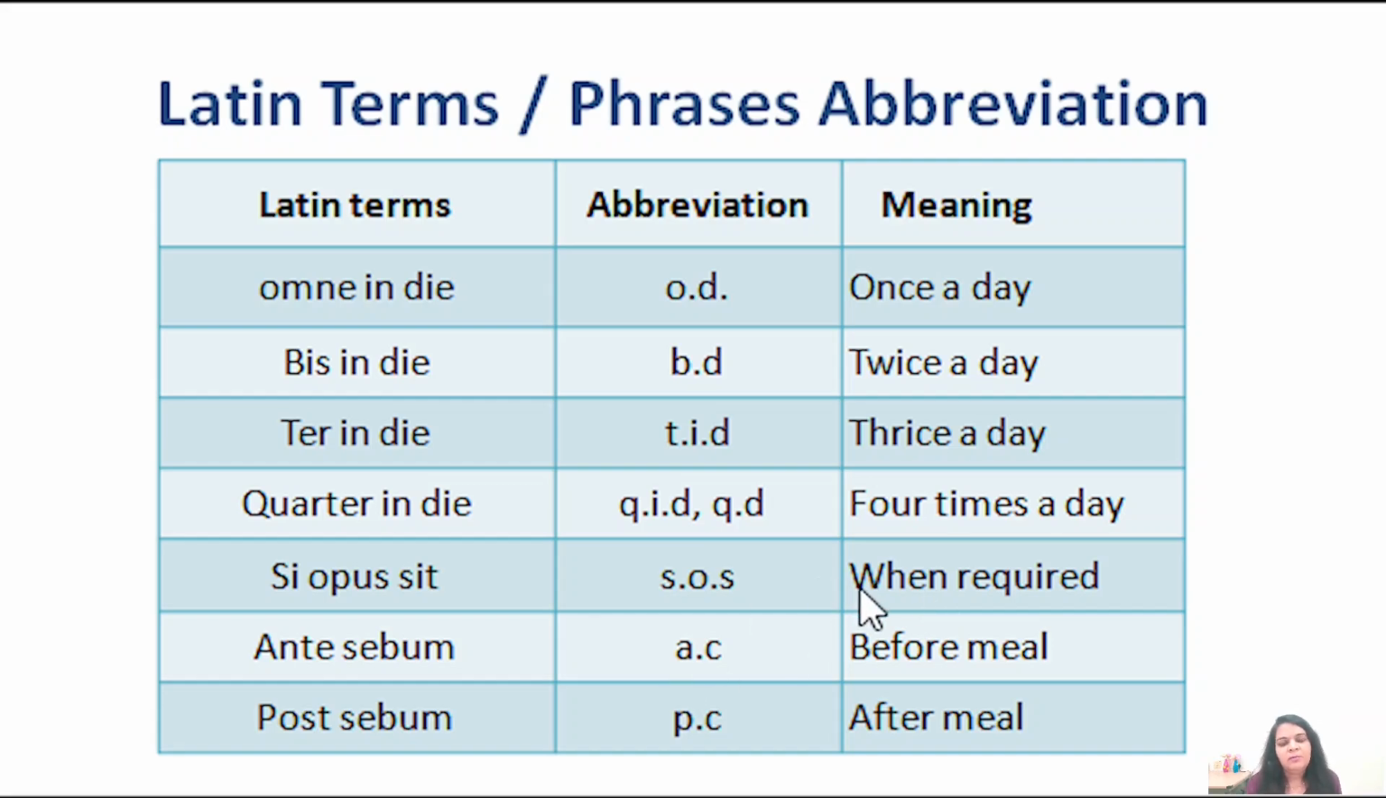For example, paracetamol. Paracetamol is often used in the treatment of fever. So when there is a fever, you can take this medication. So often paracetamol is prescribed as SOS. So when there is a fever, the patient can take it. AC means ante cibum. So this means before meals. PC is post cibum. That means the medicine should be taken after meals.